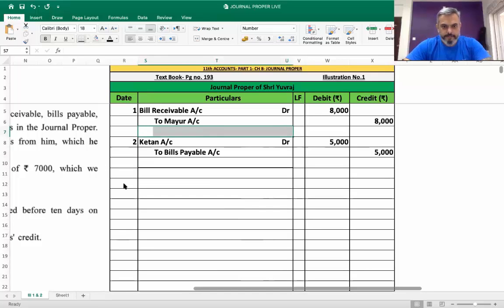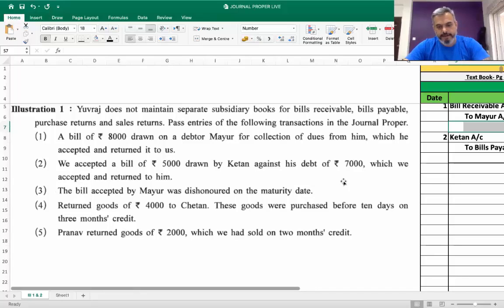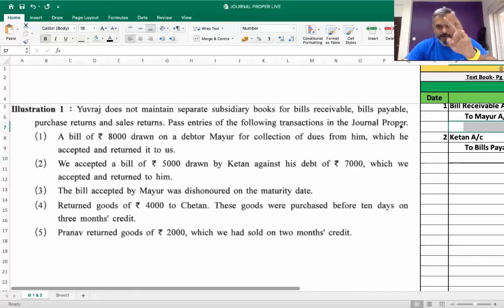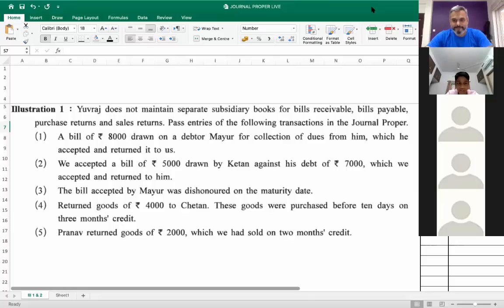Next. Sir, in the second one you also gave 7,000. Yes, it is given, so let it be given. 7,000 rupees we had to pay, but we accepted a bill of only rupees 5,000. Here it is not said that account is settled. Okay? You don't have to do anything for 7,000. It's not a discount. That 2,000 rupees he will take from us. Okay? Understood this? Yes, sir.